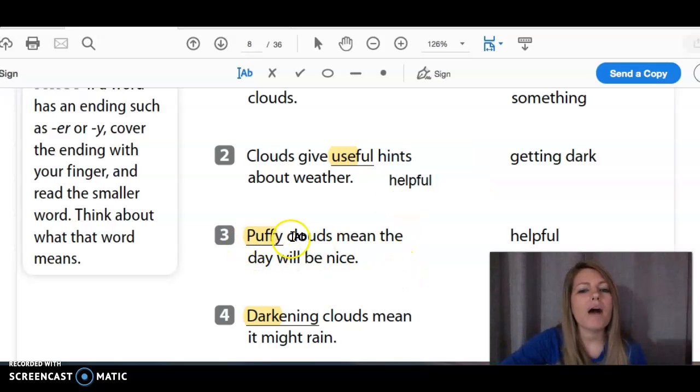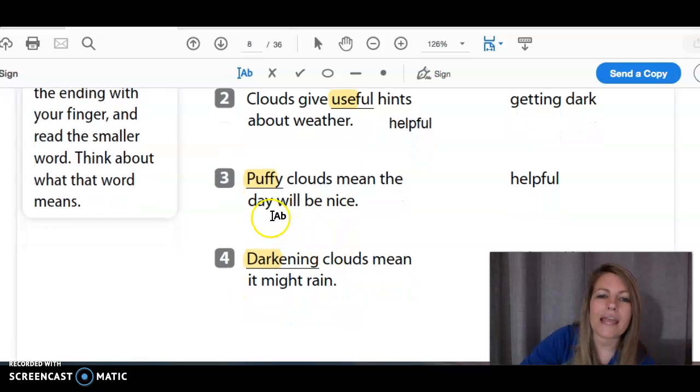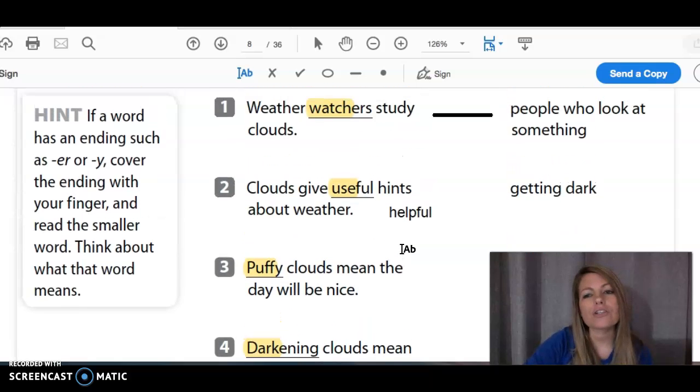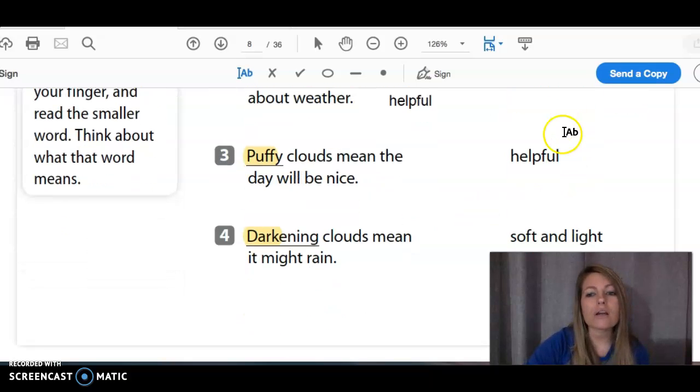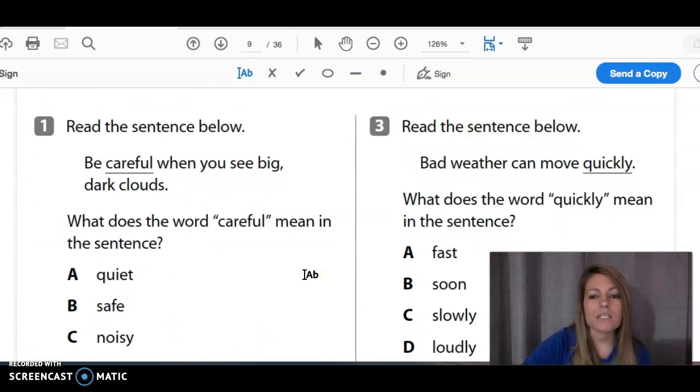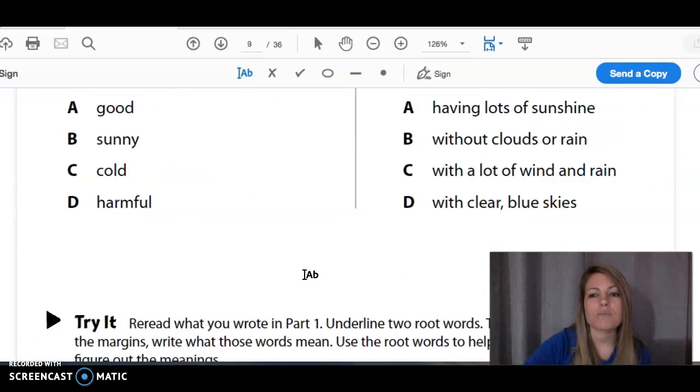Puffy clouds mean the day will be nice. Puff is our root word. That's the main part of that word. Then they've added the Y at the end. Puffy. What does puffy mean? Look at your choices. Does puffy mean getting dark or soft and light? I want you to do number 3 and number 4 independently. Let's jump down to the next page, which is page number 9.